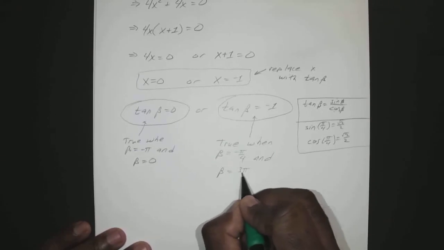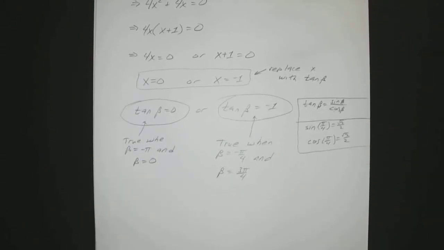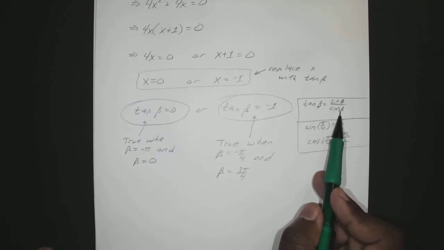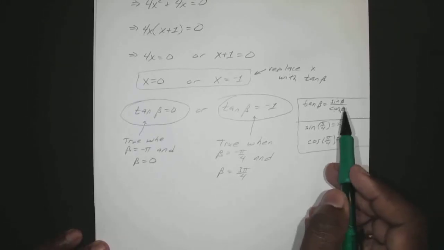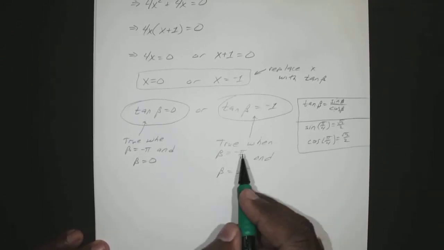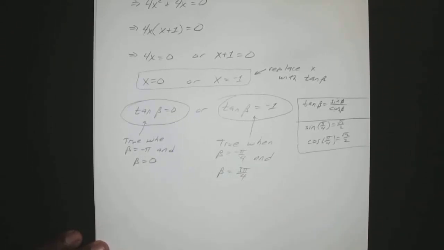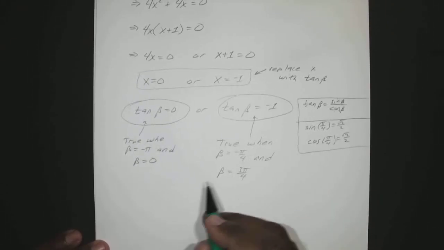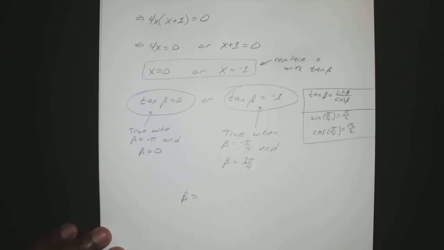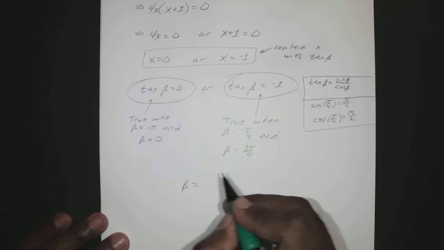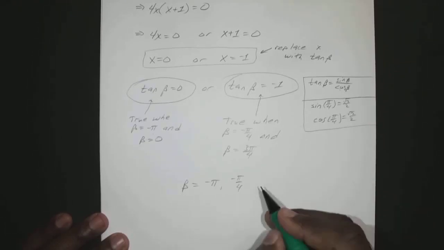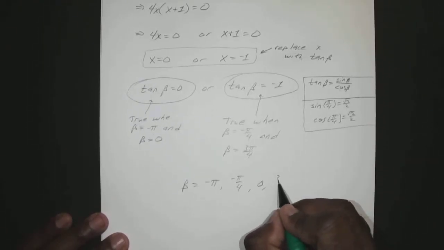And beta equals 3 pi over 4. Okay? Which in quadrant 4, cosine of beta is equal to negative square root of 2 over 2. So you have negative square root of 2 over 2, or positive, no, that's quadrant 2. Mix those up. So this is quadrant 4, this is quadrant 2. Sorry about that. Okay, so your answer will equal, if you want to put them in order you can, you don't have to, negative pi, negative pi over 4, 0, and 3 pi over 4.